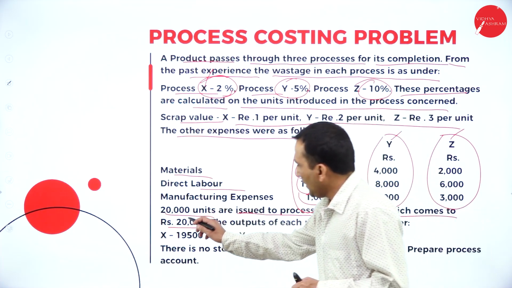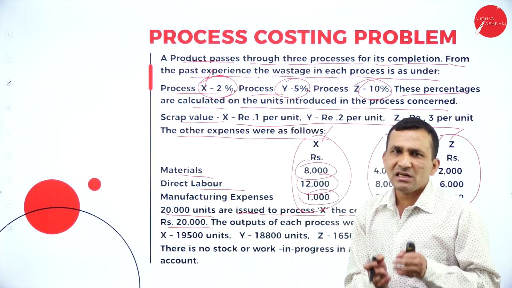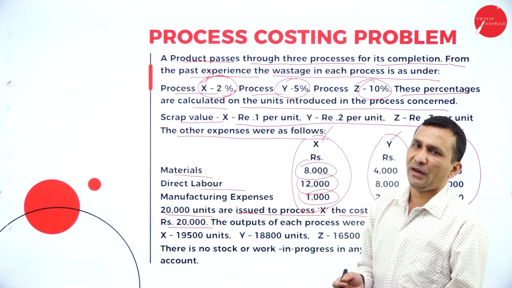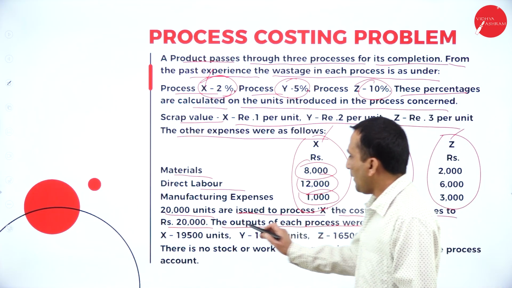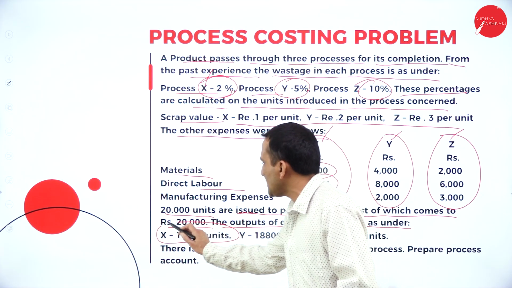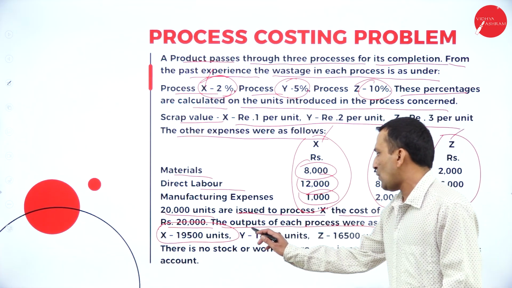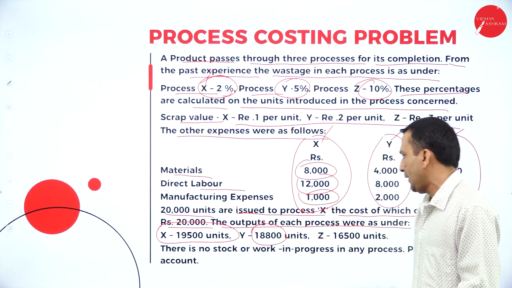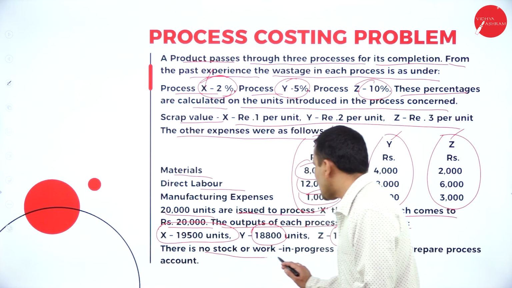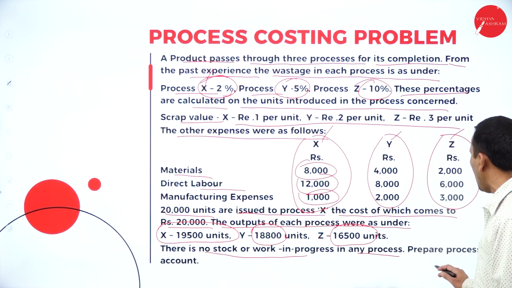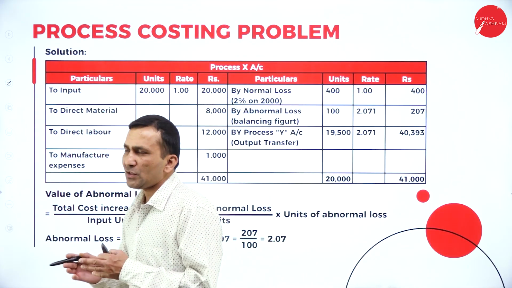That means the 20,000 divided by 20,000 units, if you divide, obviously the cost per unit we will get is 1 rupee. Okay, the output of each process were as under. From process X the output we identify 19,500, process Y 18,800 units, process Z 16,500 units. Okay, there is no stock of work in progress in any process. Prepare process account. The first one, the process X.